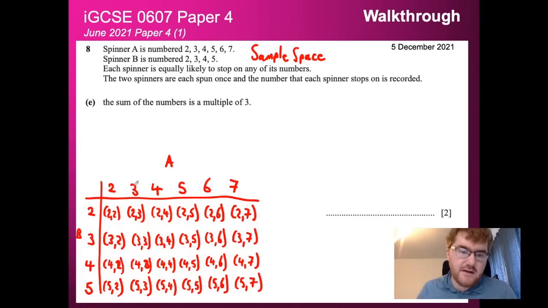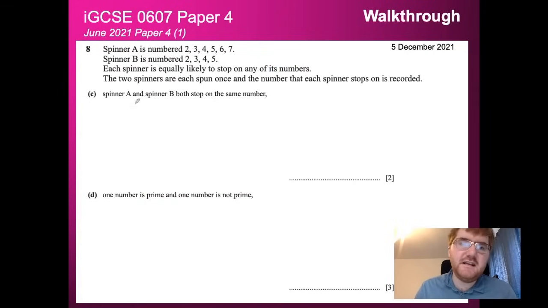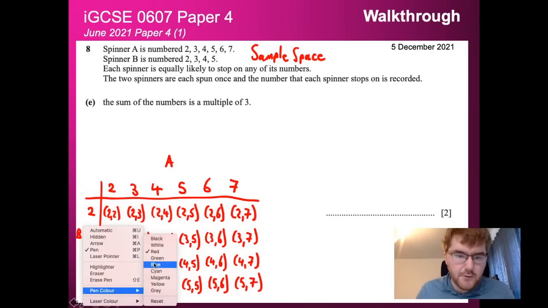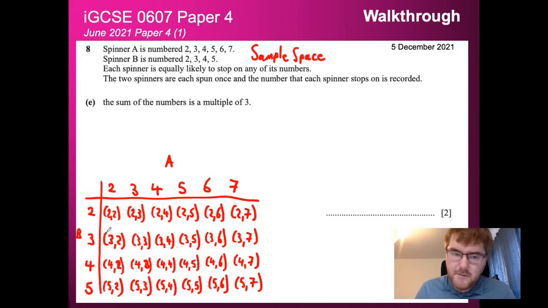So 3, 3, 3, 4. And of course the other way around, so 4, 3 as well. So now we've got this grid, we can answer the 3 questions we have very easily. The first question is, when do spinner A and spinner B both stop on the same number? So if I go to my diagram, and let's do this in blue, when they're on the same number, well, we've got 2, 2, 3, 3, 4, 4, and 5, 5.